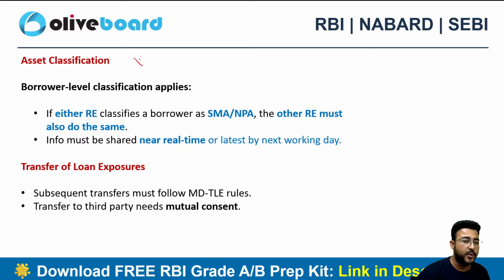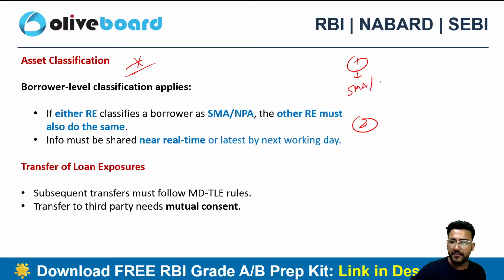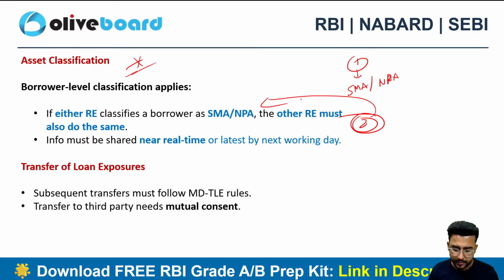This can also be important for your examination. This is related to asset classification. Let's suppose one regulated entity has classified the loan as SMA or NPA, non-performing asset, right? Then the second entity also needs to do the same, because they are both following the same prudential norms. Then why is there a need for different classification? So that's why if the regulated entity first has classified the particular loan as NPA, then the second regulated entity also needs to do the same, right?